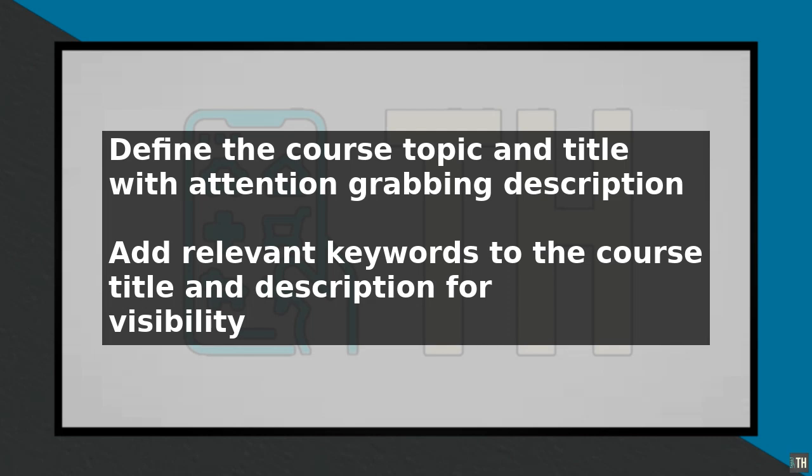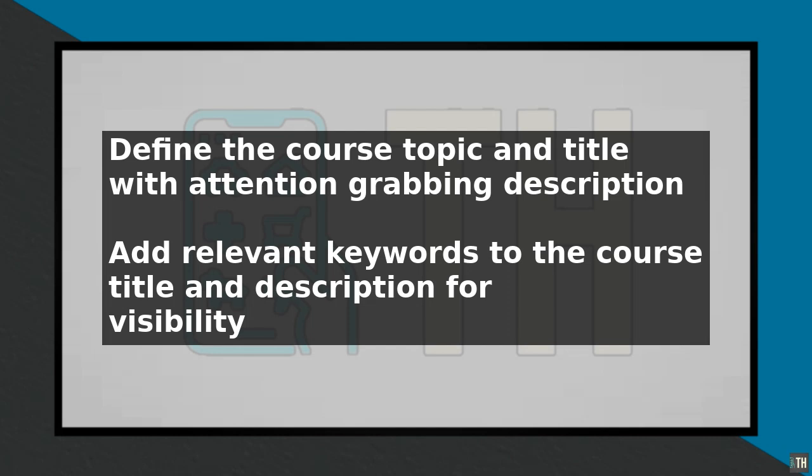After defining the course, create a course outline and add lessons. The course outline should be well structured and easy to follow, with each lesson building on the previous one. Use a variety of formats such as video, text, and images to make the course engaging and interactive. Add quizzes and assessments to test students' knowledge and understanding.